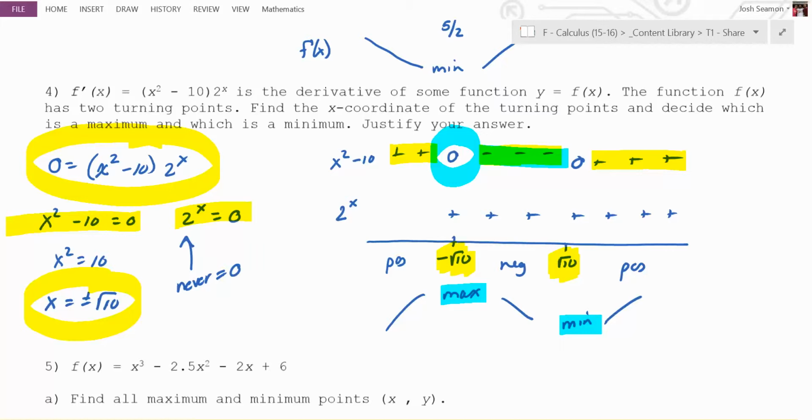Plug in, what's between these right here? What's between negative root 10 and root 10? 0. Plug in 0. Anything to the 0 power is 1. Oh, it's going to be negative 10. So it's negative here, and then what could you plug in over here? 4 or 5, right? Plug in 4. You get 16 times 6. Is that positive? Yes. So just take it carefully.